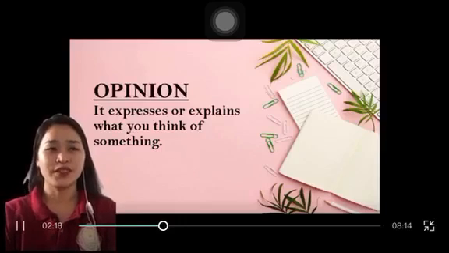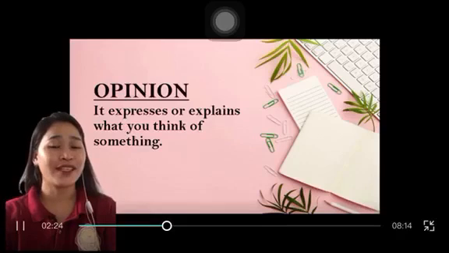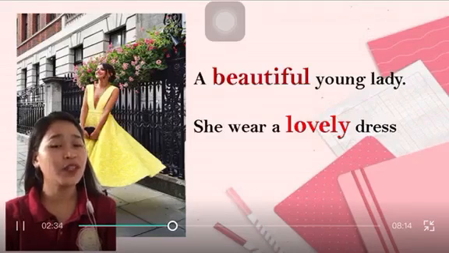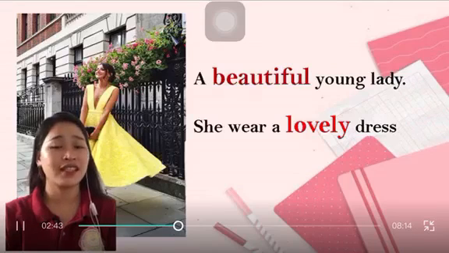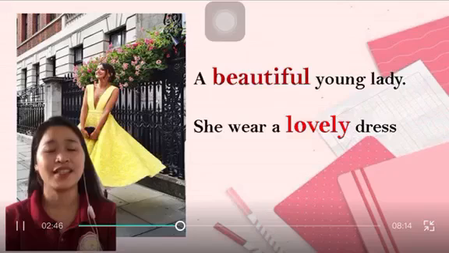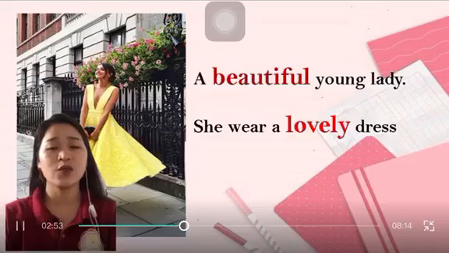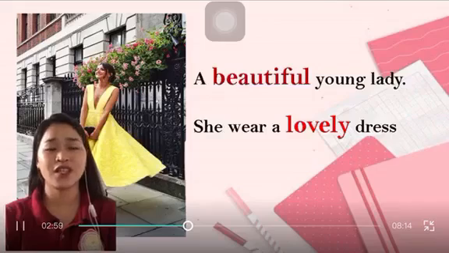Next is opinion. It expresses what you think of something. So, for example, how can you describe the lady in the picture? A beautiful young lady. A is the determiner, beautiful is the example of the opinion, young is the age, and lady is the noun. Another example is she wears a lovely yellow dress. Lovely is the example of the opinion, yellow is the color, dress is the noun.